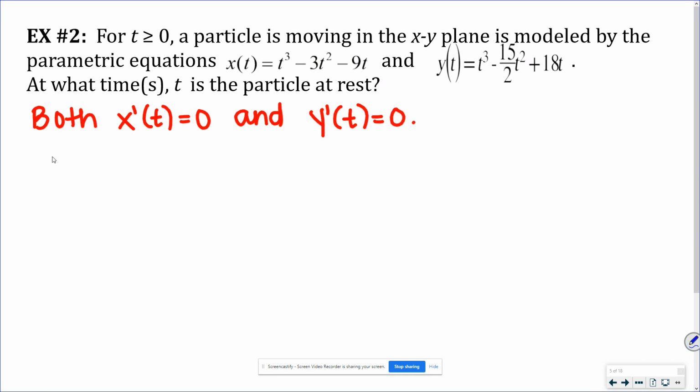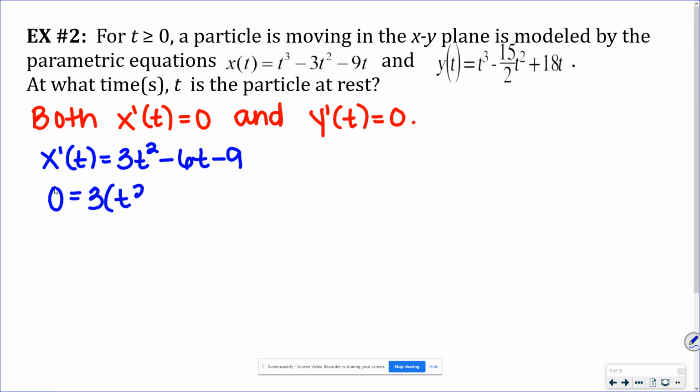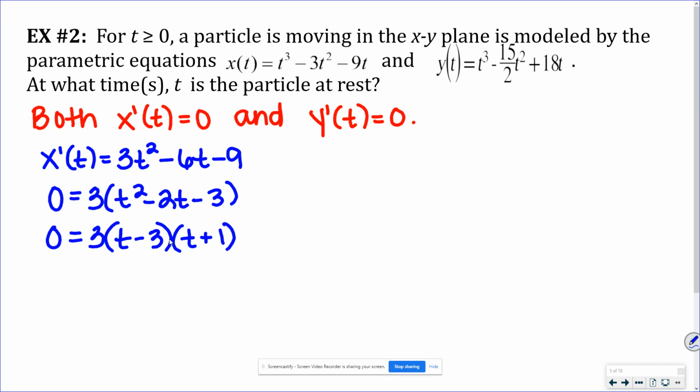Anyway, so mathematically, what do we do? You're going to take derivatives, obviously. Start with the x equation. I'm going to get 3t squared minus 6t minus 9 for my derivative. Set it equal to 0 and start solving. And when you're solving, you should just be factoring. You can factor out a 3, and then you're going to factor the rest. I believe I've got this right. So I'm getting t equals 3 and t equals -1.